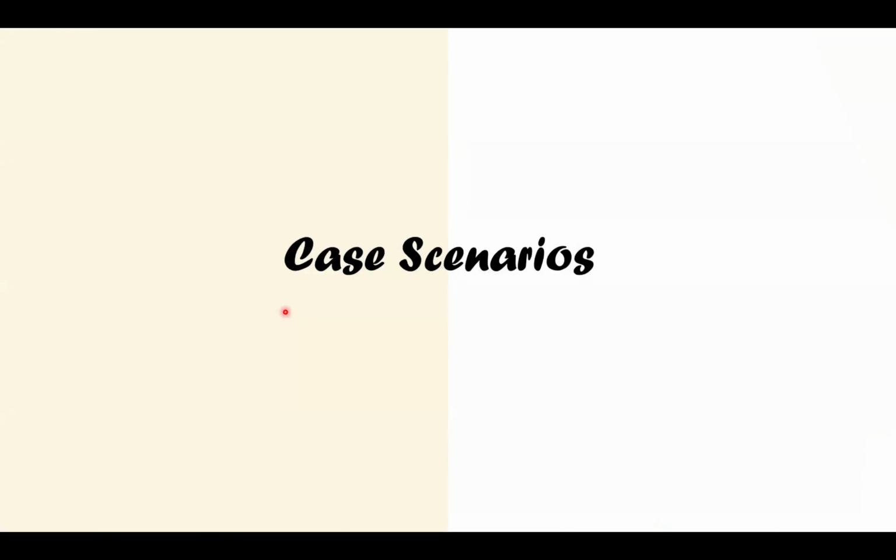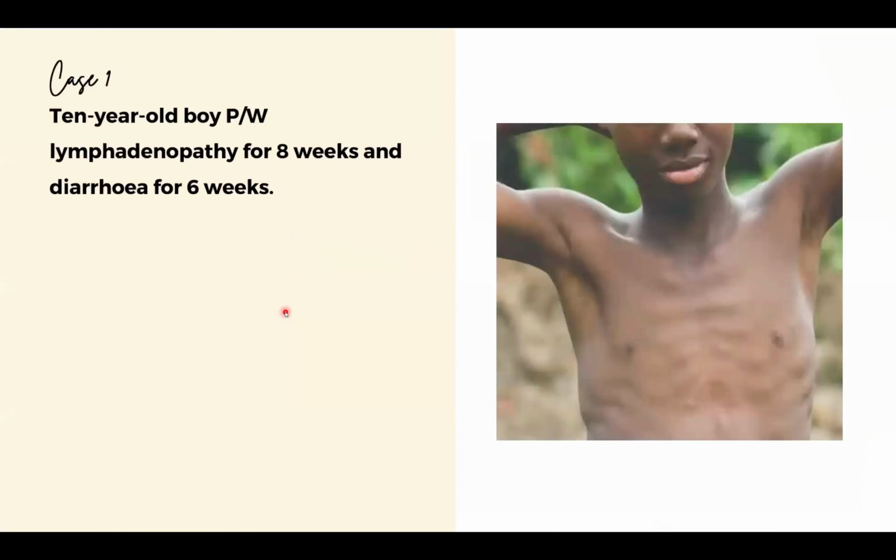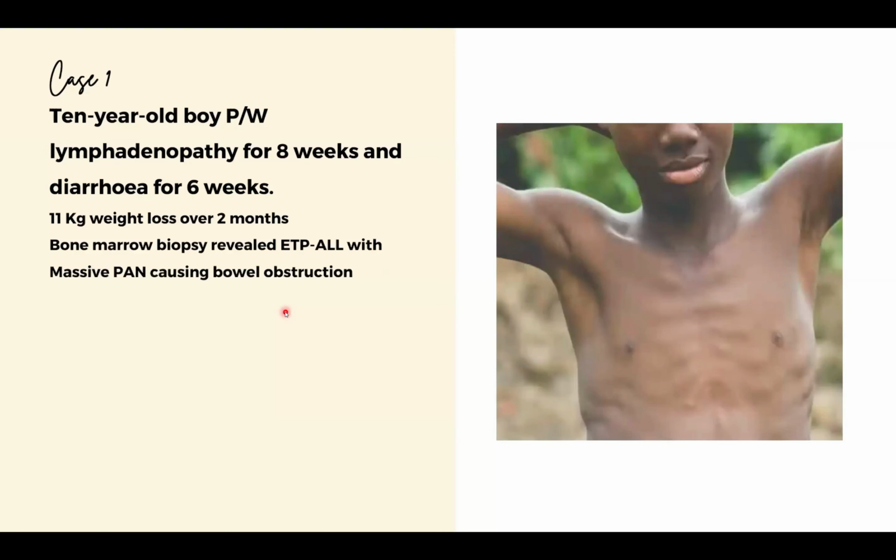So I'll be moving into my first case. Right. So, a 10-year-old boy presenting with lymphedema for 8 weeks and diarrhea for 6 weeks. So actually all these cases are from what I have witnessed in Sri Lanka or during my foreign practice. This patient was investigated for a longer period without a diagnosis, because actually the first lymph node biopsy came as non-malignant. However, patient was having diarrhea.